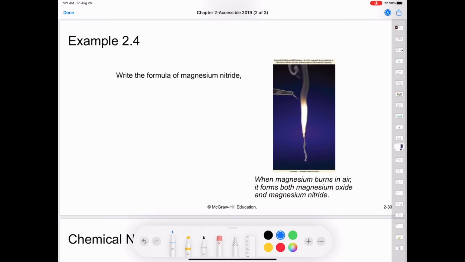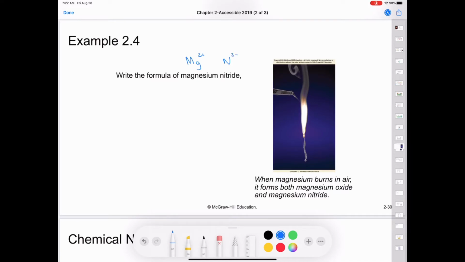Let's take a look at a quick problem here. It says, write the formula of magnesium nitride. Well, hopefully you know the atomic symbol for magnesium, and nitride comes from nitrogen. Now, hopefully you remember that magnesium was in group 2A, the alkaline earths, and so it has a 2+ charge, and nitride has a 3- charge, and I pointed that out a couple of slides ago.